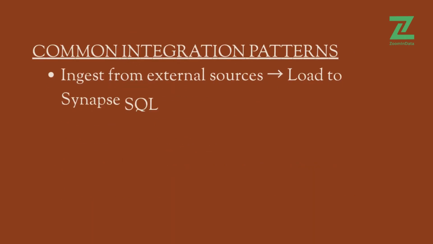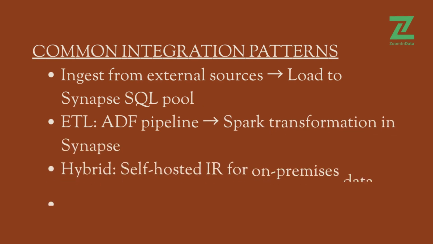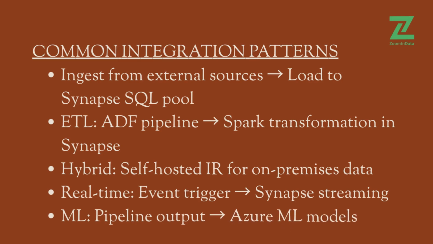Common patterns include ingesting data from external sources via ADF and loading it directly into a Synapse SQL pool for analysis. For ETL, use ADF pipelines to orchestrate Spark transformations within Synapse. Hybrid setups leverage self-hosted IR for on-premises data movement. Real-time scenarios can use event triggers to feed Synapse streaming pipelines. And for machine learning, pipeline outputs can flow into Azure ML models for training and inference.